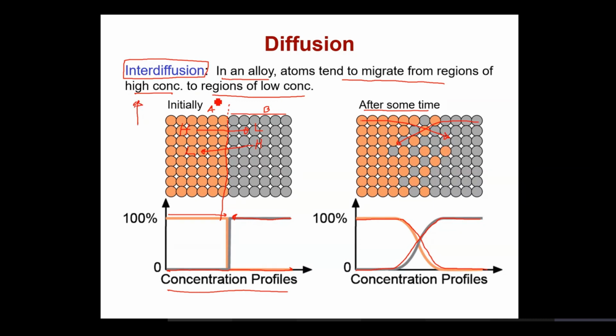by virtue of having high concentration in a certain region and low concentration in another region, and the diffusion takes place from high to low concentration. Is this point clear to you guys? Yes, sir. Yes, sir.